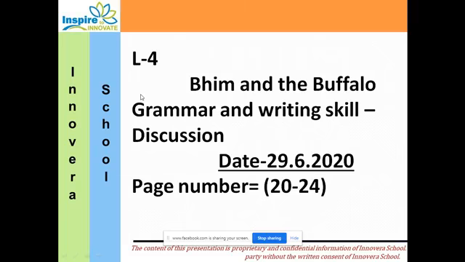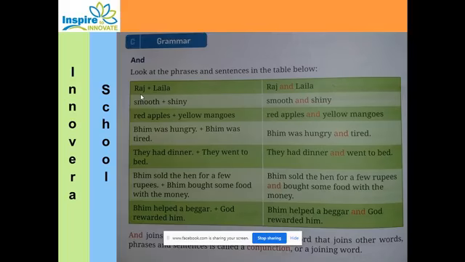As I told you, I'm going to discuss with you some grammar and writing skill part of the lesson Bheem and the Buffalo. The page numbers are from 20 to 24. Once I finish with this discussion, you have to write it in your notebook. If you have textbooks with you, you can open them, or else you can only observe the screen.